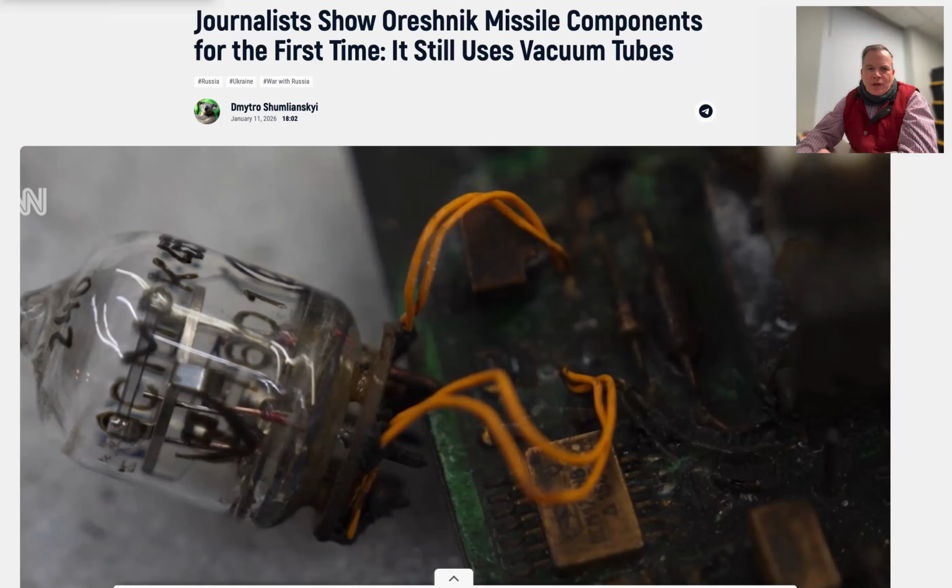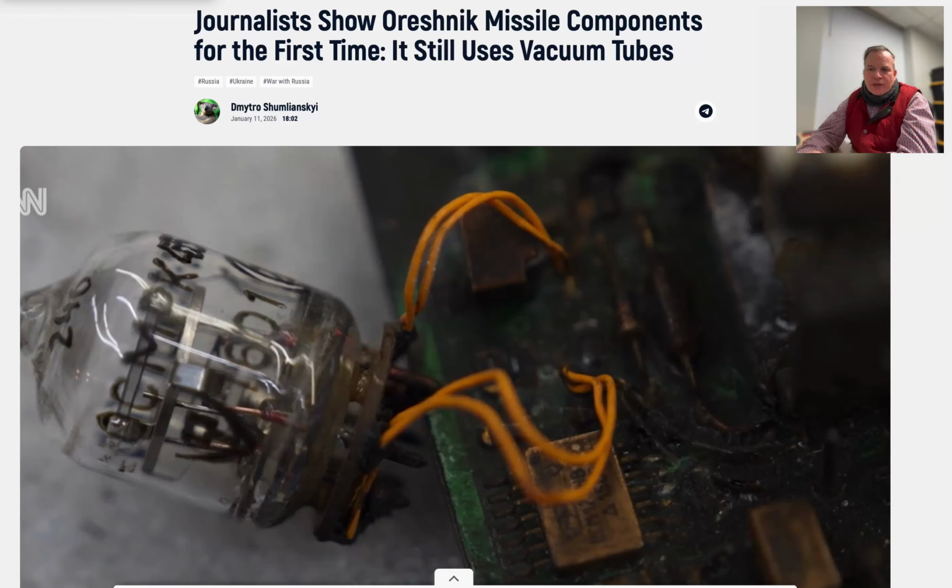But anyway, apparently there was a debris field from the Oreshnik, and from that they pulled these components, this board, I guess the circuit board, and this little tube. So they're telling us that this is from the Oreshnik.